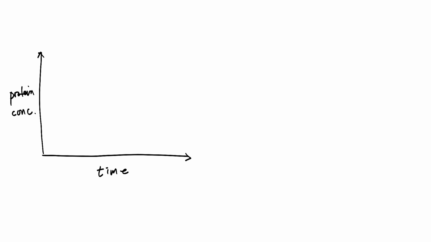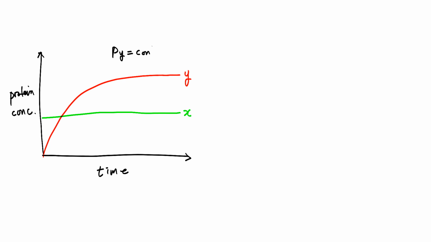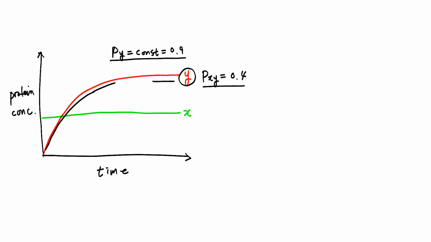Now, P sub xy and P sub y have a different effect on the steady state and the response time. Let me explain that. Here we have constant x and we have this y dynamic. Let us assume that P sub y, which is the degradation parameter, is constant and the value is, for example, 0.9. For this graph, P sub xy is, say, 0.4. So when we have P sub xy 0.4 and P sub y 0.9, we may have this graph.